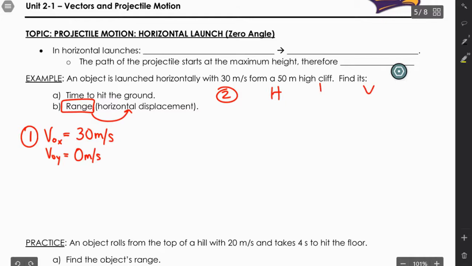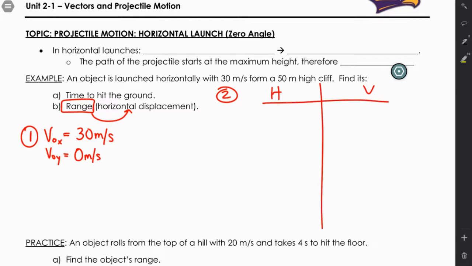And this is what I was telling you in that one video. If I just make a T chart, I've got a horizontal side and a vertical side. Horizontally, I'm just going to do x equals v0x t. So x equals 30t, because 30 is our v0x.